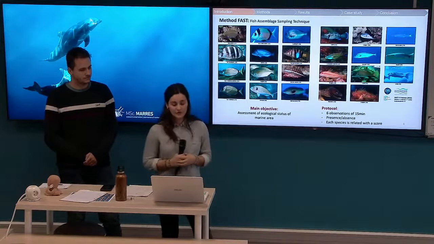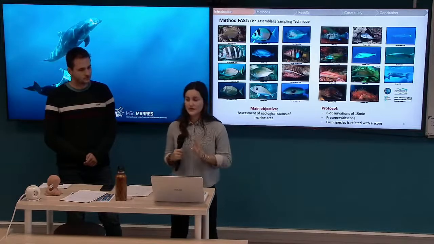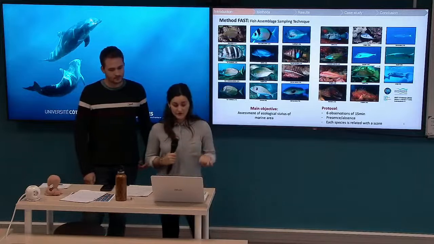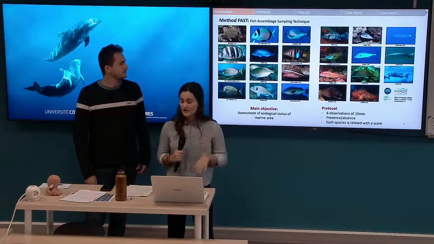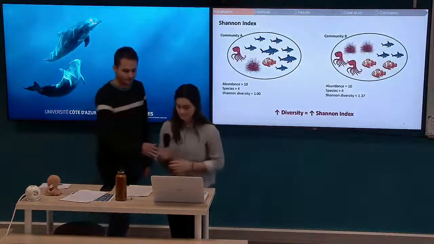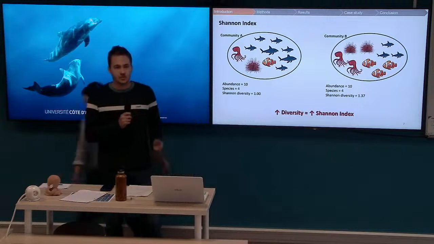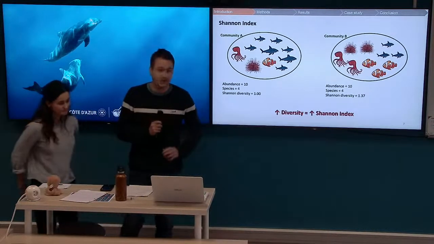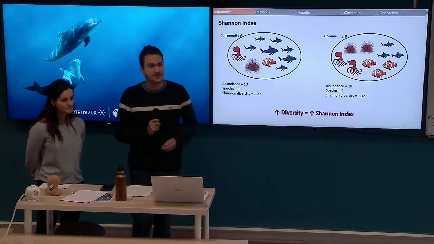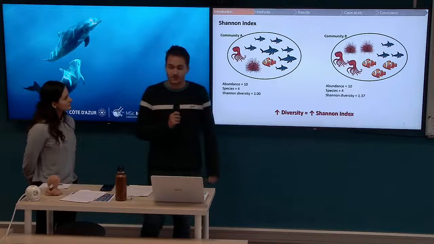The protocol consists of doing 6 observations during 15 minutes, just by looking at the presence or the absence of the organisms. If the organism is present, then a score will be assigned to it. The main goal of the FAST method is to measure biodiversity in an area. But there are plenty of other ways to measure biodiversity, and one of them is the Shannon index that we are going to show you in this presentation.